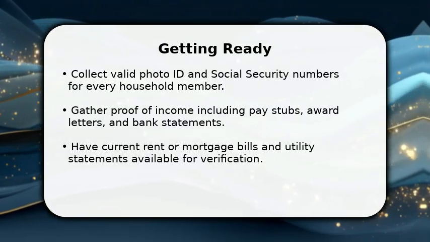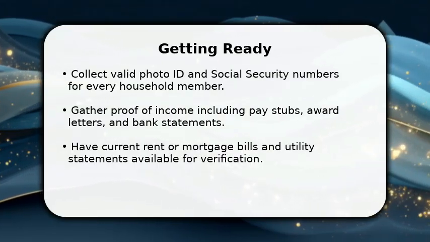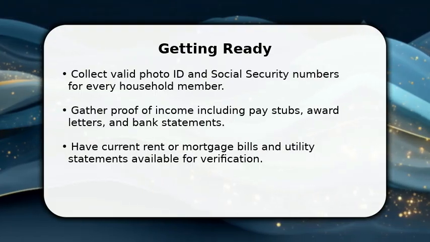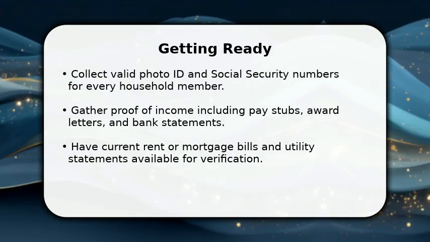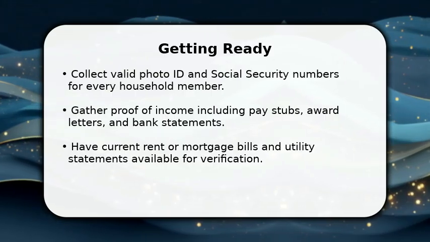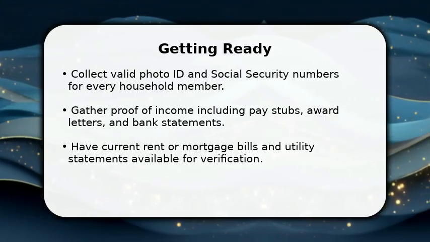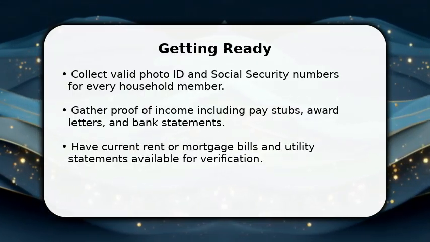Gather ID, income proof, and household details before you begin. Start by creating an account on your state portal or pick the paper application if you prefer. Work through sections for personal details, income, resources, and health coverage history. Double-check names and numbers, attach supporting documents, and save a copy or take photos of everything for your records.